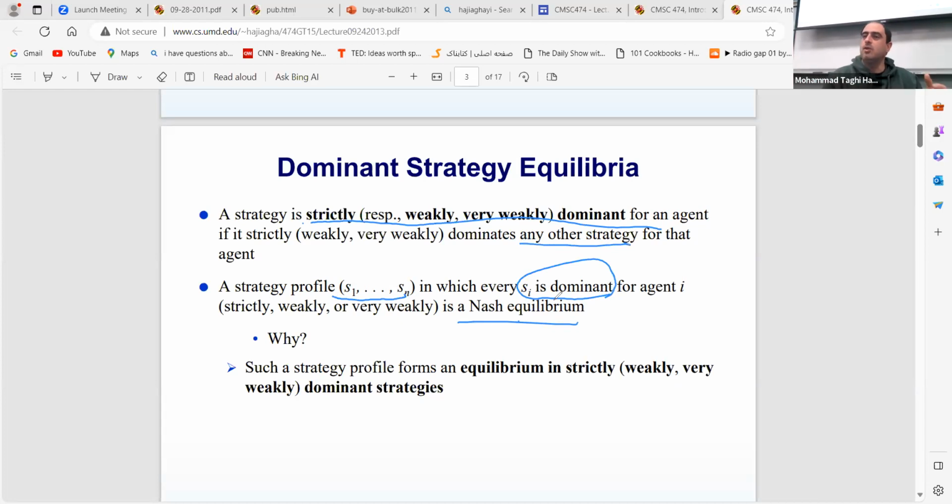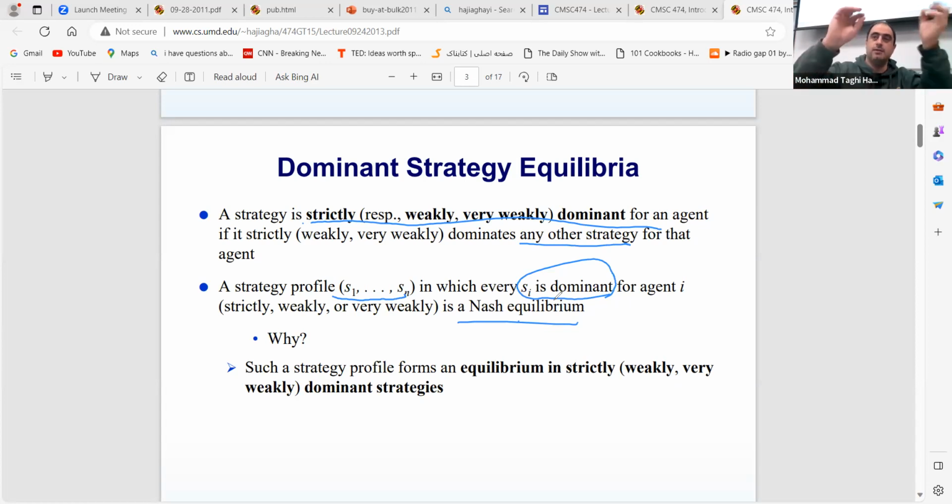By definition. Because we know that each of these S1, S2, and Sn strictly dominates all other actions of this person. So if you consider a strategy profile of these strictly dominant strategies, then it would be a Nash equilibrium. And you can actually say that if it is strictly dominant, then we get a strict Nash equilibrium, or if it's the weak version, then we get a weak Nash equilibrium. So that strict and weak distinction also translates to that.